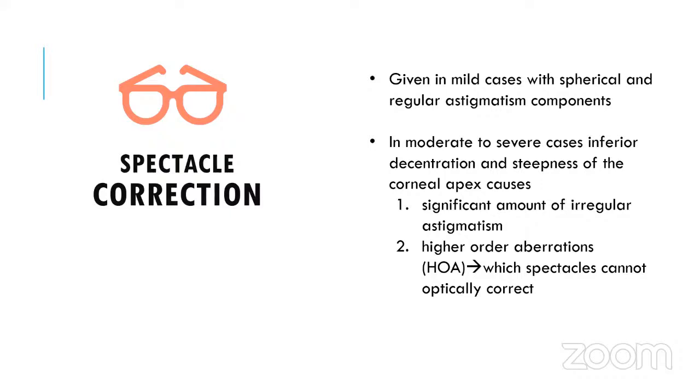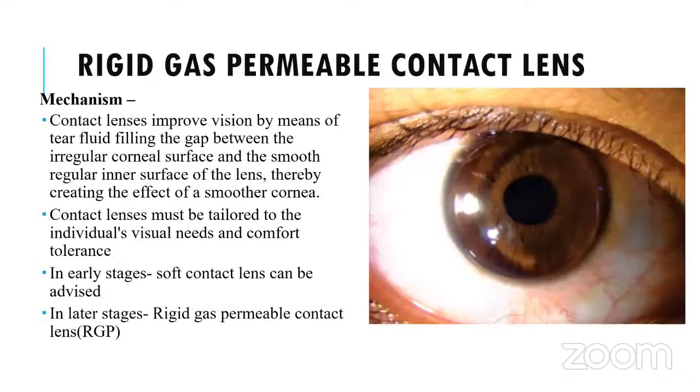Coming to the management part, spectacle correction is given in mild cases with spherical and regular astigmatism components. In moderate to severe cases, inferior decentration and steepness of the conical apex cause a significant amount of irregular astigmatism and higher order aberrations which spectacles cannot correct optically.